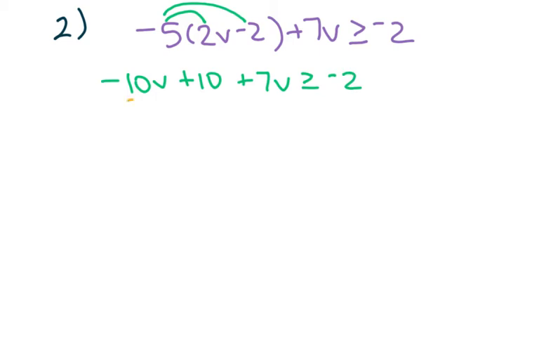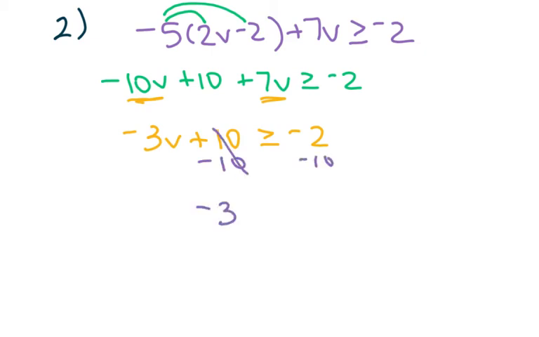And then I look for like terms. I've got like terms right there. So negative 10b plus 7b. And then I'm going to get the b by itself. So I'm going to subtract 10. And negative 2, don't forget that negative, and negative 10 is negative 12. And then I'm going to divide by negative 3.